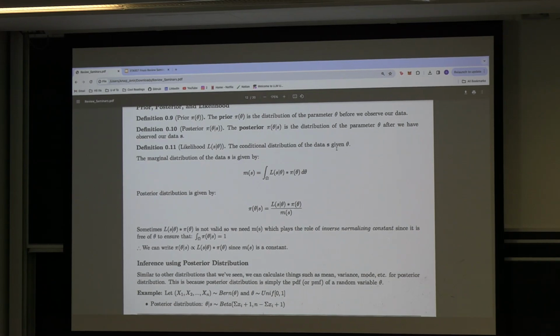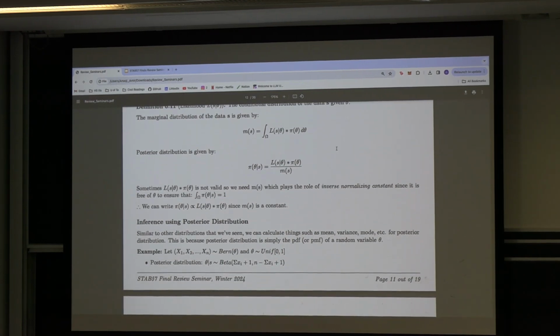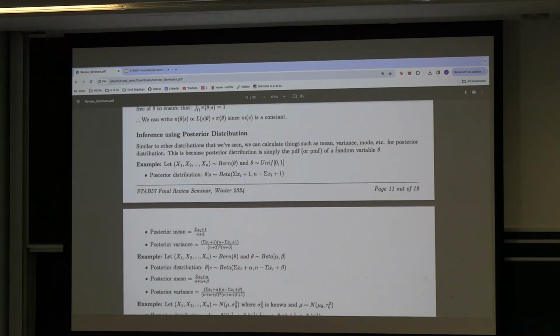We just write S because I don't want to write x1 to xn every time. Does anyone else have any questions about the idea of it? No? Okay, so we'll move on.